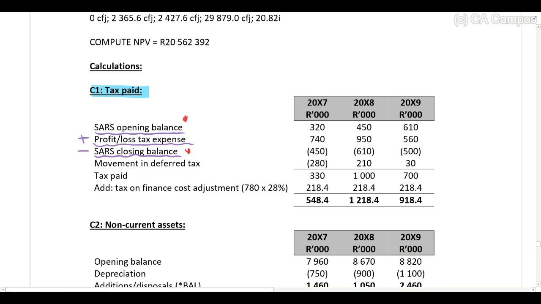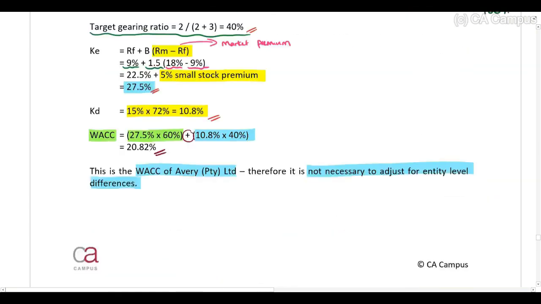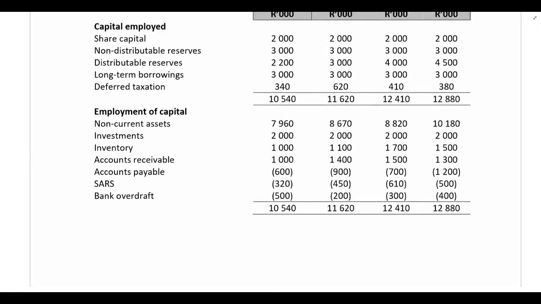Obviously, your opening and closing balance that you owe SARS is going to come from your statement of financial position. So here's what I owe SARS. Now please note, this is my closing balance in 20x7, the closing balance in 20x8, and the closing balance in 20x9. If I want the opening balances for each year, this is the opening balance for 20x7, because the closing balance from 20x6 is obviously the opening balance for the next year. This is my closing balance for 20x7, so it's the opening balance for 20x8. And this is my closing balance for 20x8, so it's the opening balance for 20x9. So that's where my opening and closing balances come from.